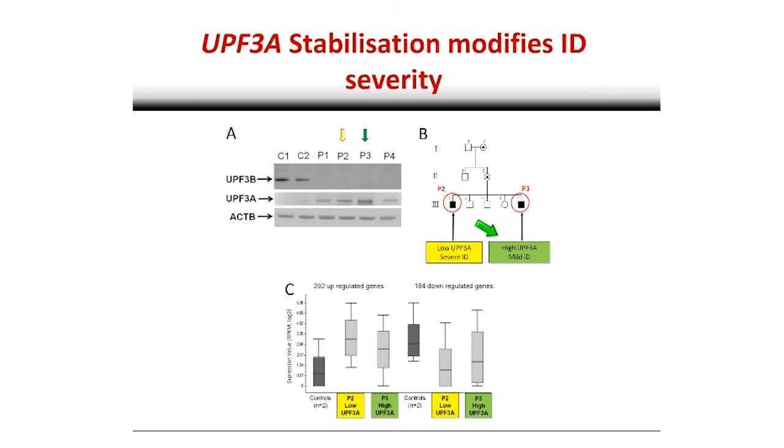And we're actually able to show this at a more quantitative level, looking at the level of mRNA degradation. So here is the control. This is just looking at the average expression of all genes that were upregulated. And you can see here the brother that had low UPF3A, a more severe phenotype, his deregulation is far more different than the brother that had high UPF3A and a less severe phenotype. And we also see the same trend for the downregulated genes. So UPF3A seems to be a modifier of the disease outcome.